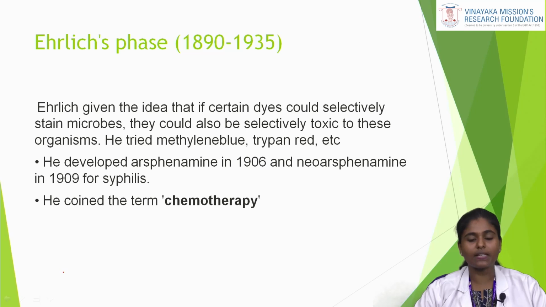Coming to the Ehrlich phase, this gave the idea that if certain drugs could selectively stain the microbes, they could also be selectively toxic to those organisms. He tried methylene blue, trypan red, etc. He also tried arsphenamine in 1906 and neoarsphenamine in the year 1907 for the treatment of syphilis. He coined the term chemotherapy.